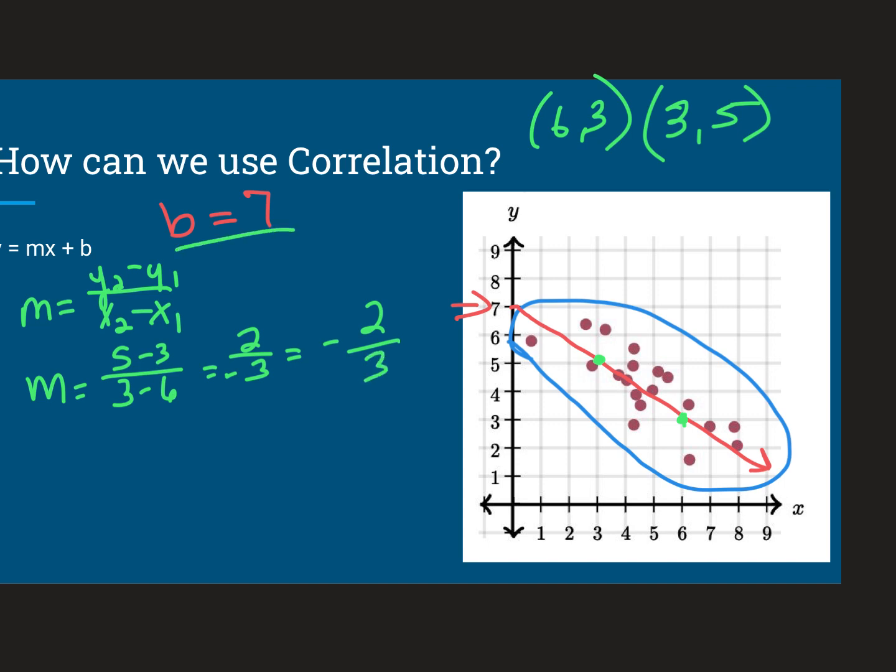So to write that equation, I'm just going to write y equals m, which is negative 2/3, times x plus 7. And that's it. Okay, and we could use that to actually find the data that we want for any of these. If you have any questions, see me in class.